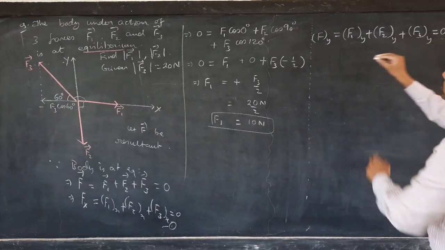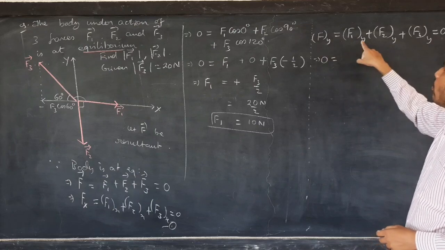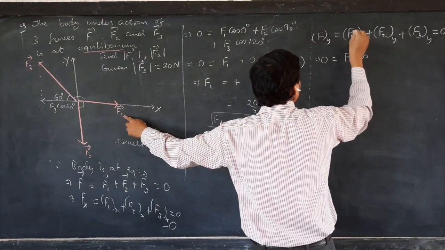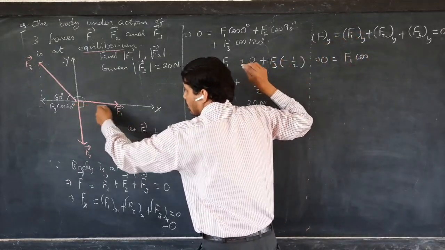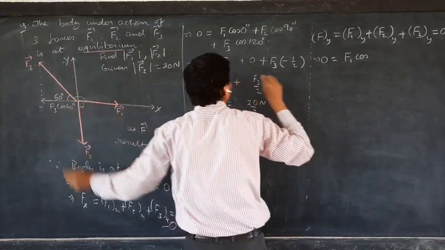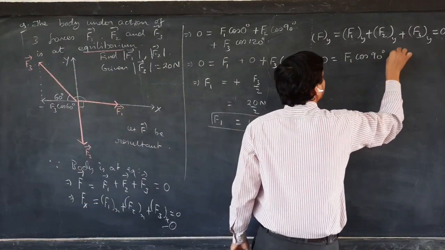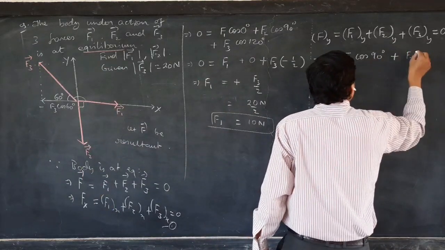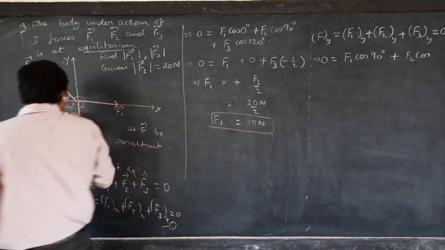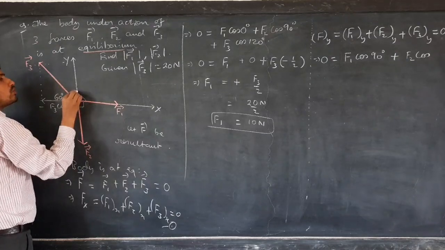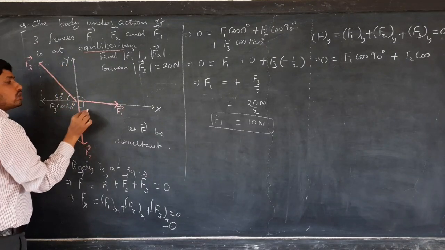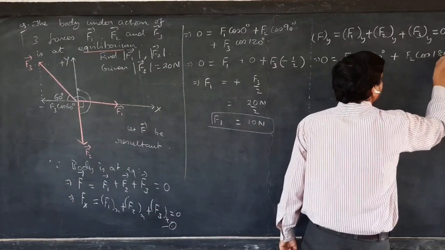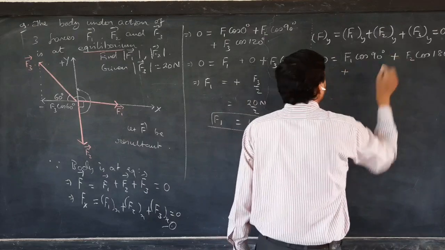So Fy value is 0. So this implies 0 is equal to y component of F1. Y component of F1 will be F1 into cos of angle which this vector makes with y-axis. This F1 vector makes 90 degree angle with y-axis. So we'll write cos 90. Then F2. F2 is in this direction. Cos of the angle which F2 vector makes with y-axis. Now this is the positive direction of y-axis. This is plus y. So this angle has to be found. So this is 180 degree. So we'll write cos 180 degrees plus F3y component.